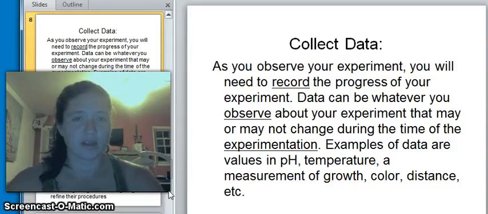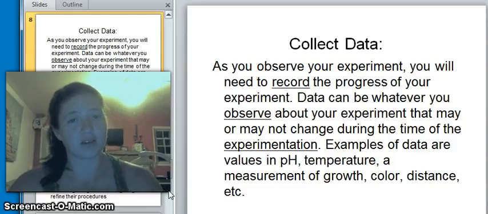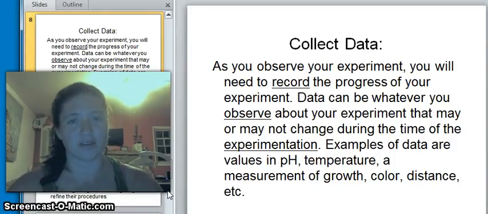So if, for example, I'm looking at plant growth from light, I might also keep a record of, well, what's the temperature like outside? What's the humidity like? Because that might be a contributing factor to other differences that I might see.